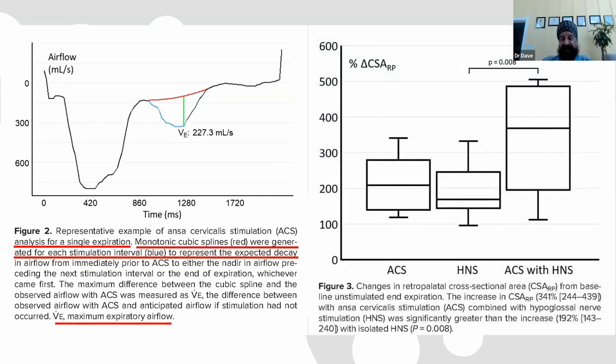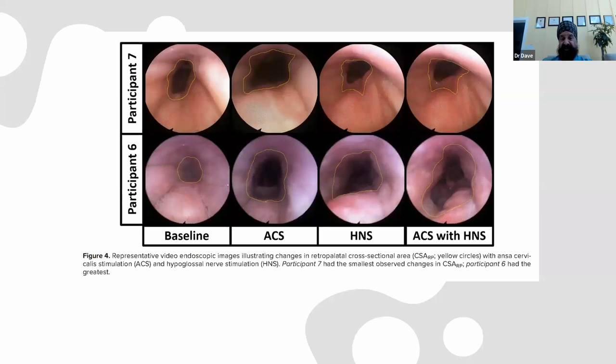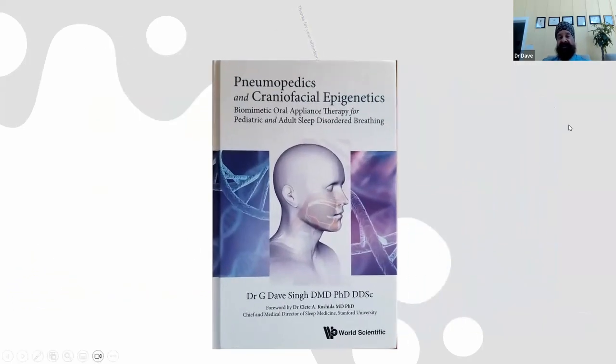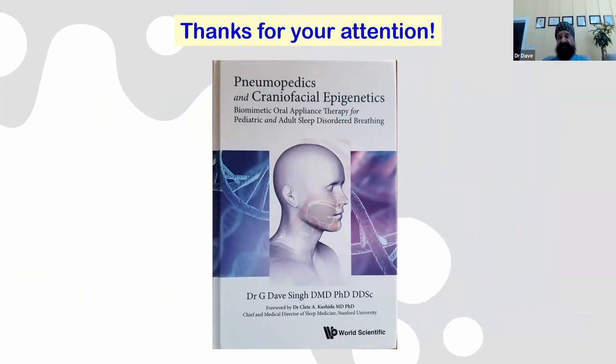In addition to the airflow measurements, the cross-sectional area improved with ansa cervicalis stimulation alone and with hypoglossal nerve stimulation, and when you use them together, there was a synergistic effect. So basically, this is a great area for further research and development. I believe the future is really addressing both the structural sites of obstruction of the upper airway as well as the functional mechanism for collapse, to give a more comprehensive approach to cases of mild, moderate, and even severe sleep apnea.